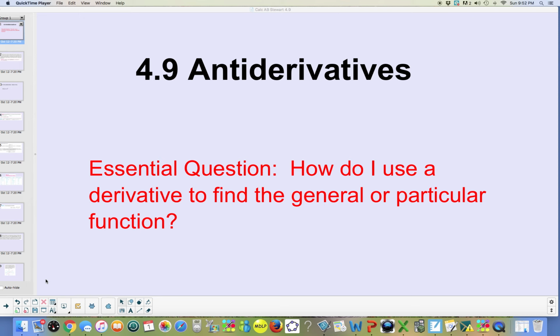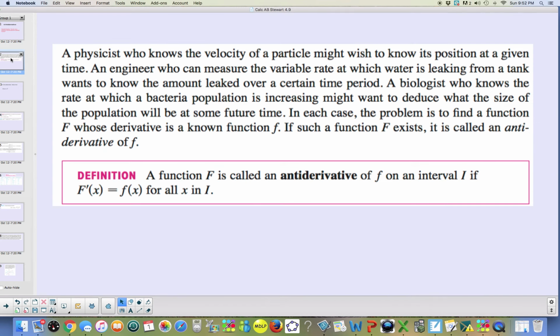4.9, antiderivatives. Essential question: How do I use a derivative to find the general or particular function? Okay, let's take a look at what an antiderivative is. Well, we know what a derivative is. Anti would be the opposite of. So we're going in the opposite direction this semester.